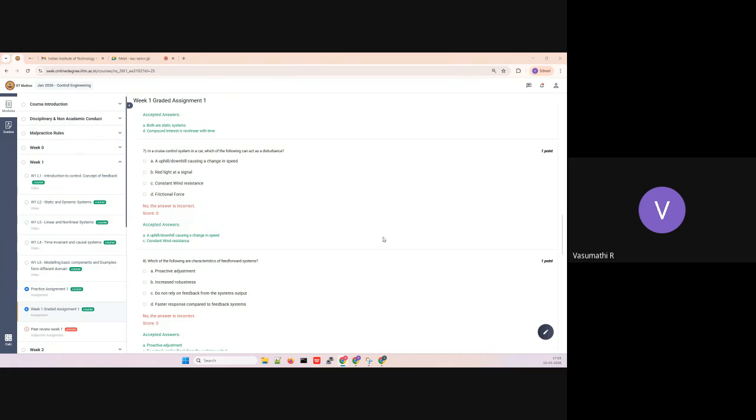In a cruise control system in a car, which of the following can act as a disturbance? So he was asking about uphill, downhill, along with that. He thought the frictional force will also be there, but it is not in the options. Why is that? Disturbance, we generally consider as an external factor. In the question, what can act as a disturbance is the actual question, right? So what can affect the car from external things, what parameters can affect the car's internal dynamics? That's what the question is.